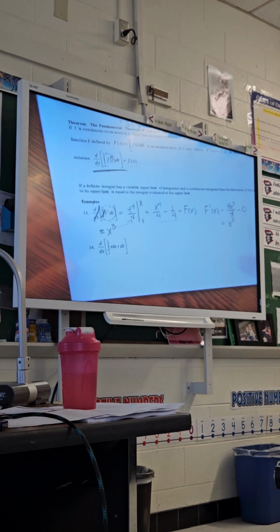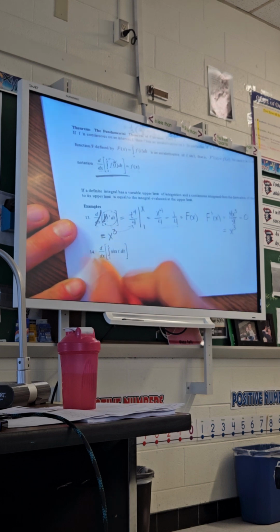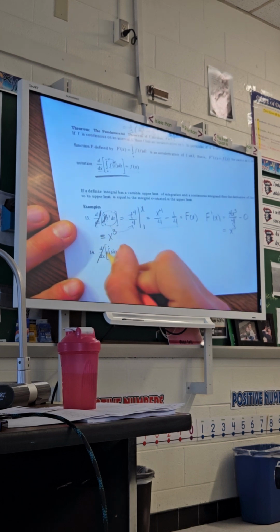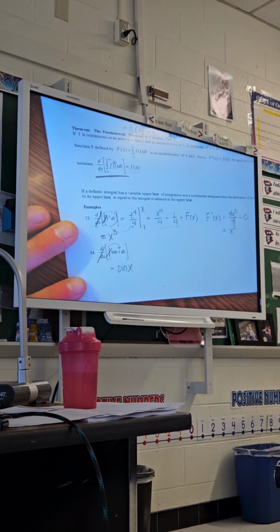Yep. All right, let's do that for the next one because we don't want to keep on doing all that. The derivative and the integral cancel out, and you just have to take that x and plug it in. I'll get sine x. Yep, and it works.